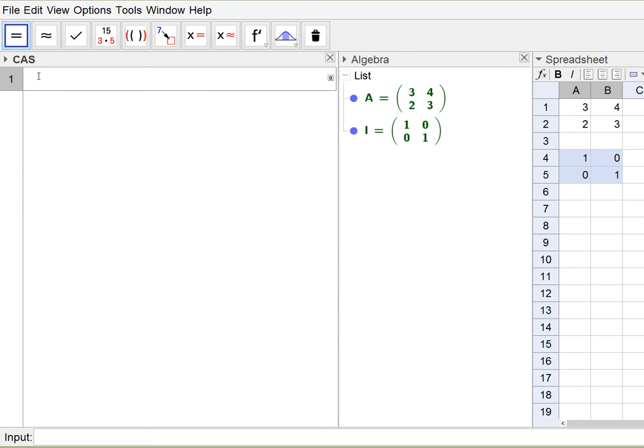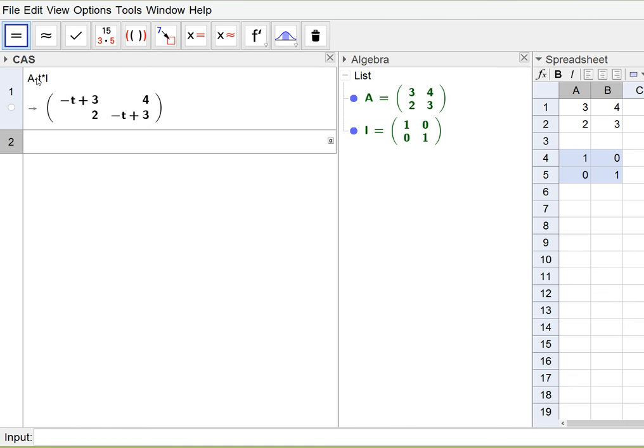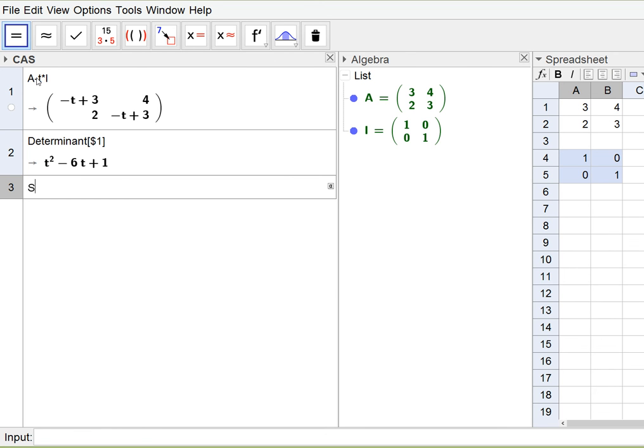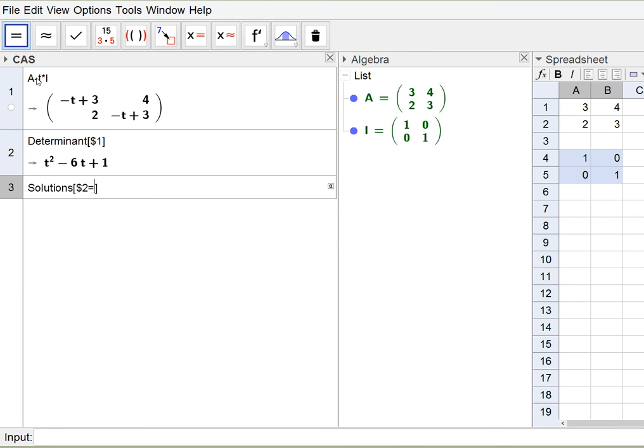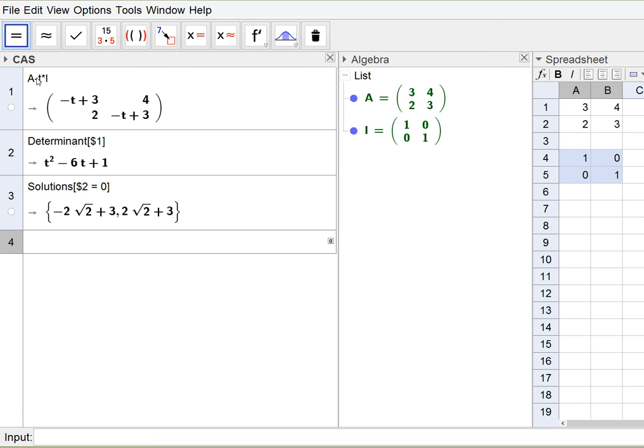I'm going to start by creating the matrix A minus t times I. I'm then going to compute its determinant, and solve that equation, determinant equals 0. That gives me two different values for t.